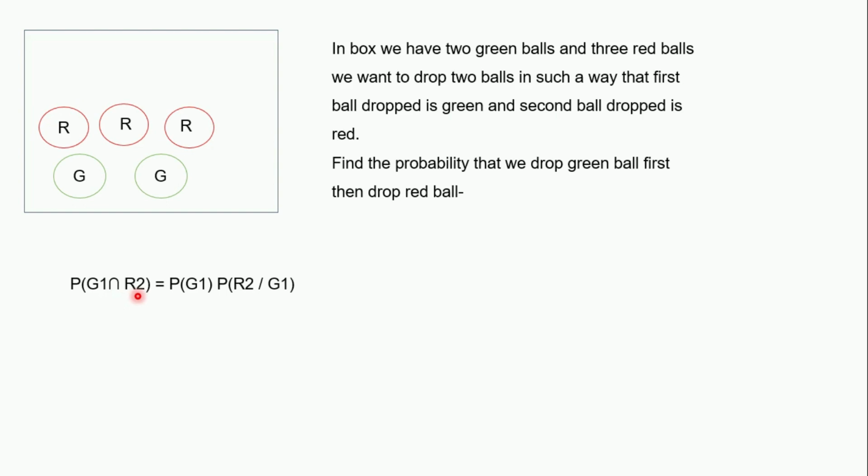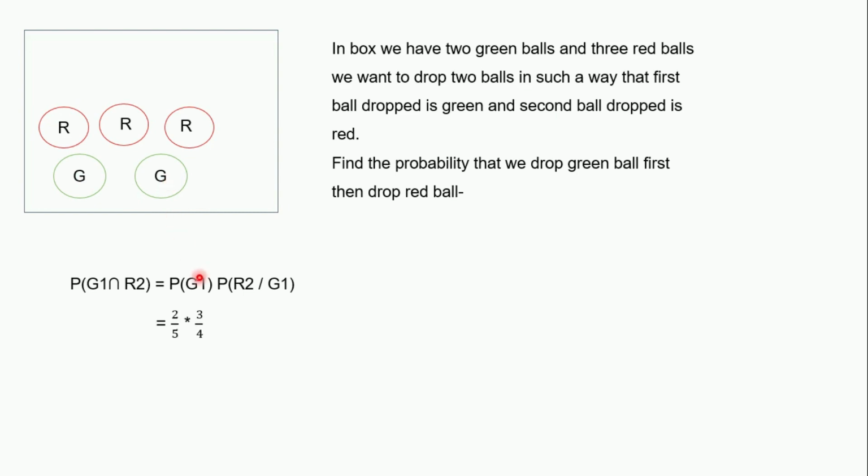Here we can see that these two events are dependent events, because once we drop the green ball, the entire sample space got reduced by 1. Initially the sample space size is 5, but once we drop the green ball, the sample space size got reduced by 1, meaning the size is now 4, right? That's why the next event got affected by the previous event. That's why they are dependent events.